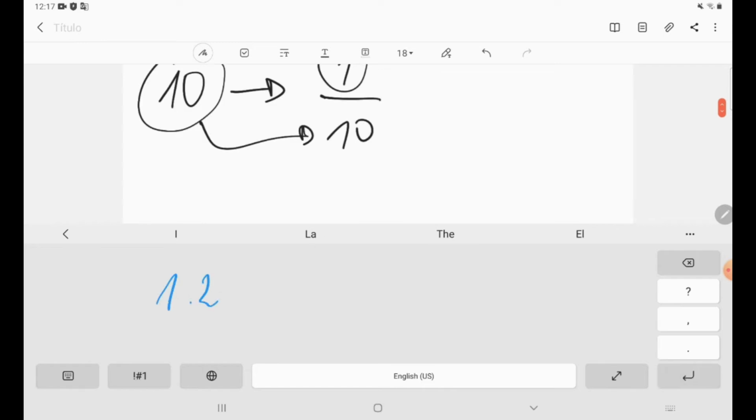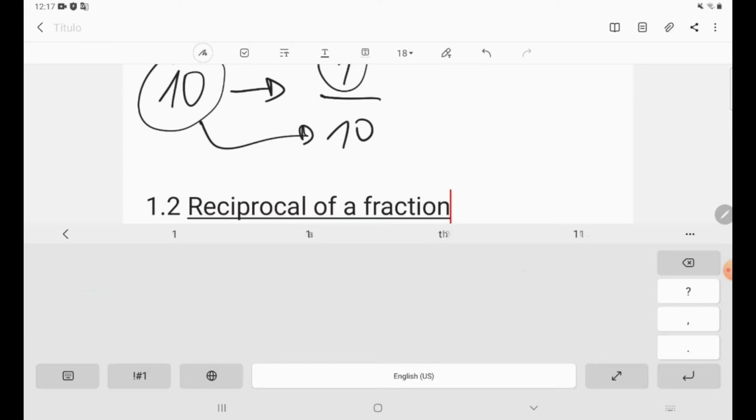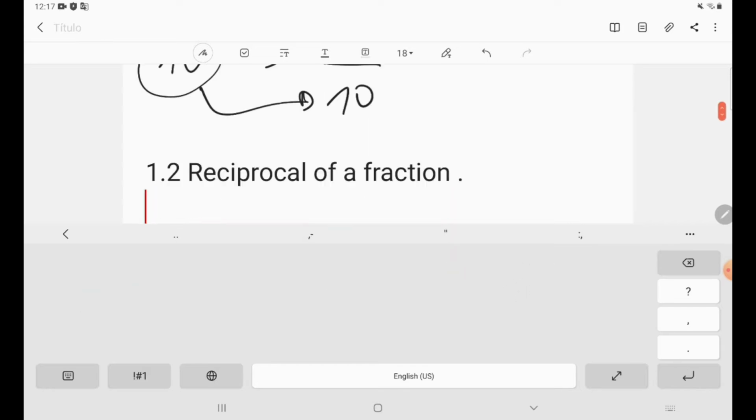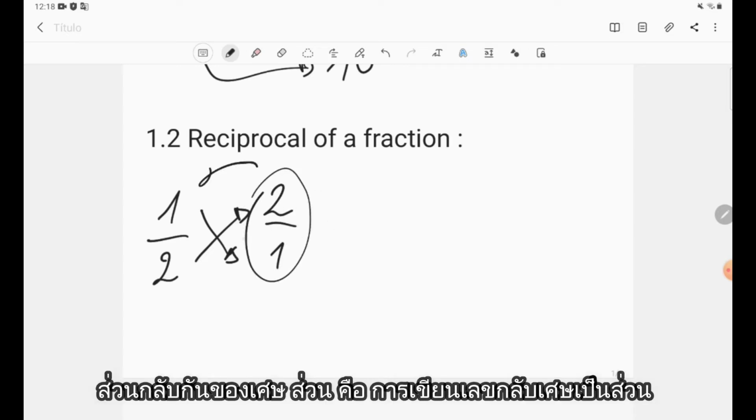Reciprocal of a fraction. This is even easier. I'm not going to explain you the full explanation because it's not necessary. So every time you get a fraction like this, for example 1 over 2, the reciprocal fraction is switching the numbers. Switch the numbers. 2 over 1. This is the reciprocal fraction of this fraction.